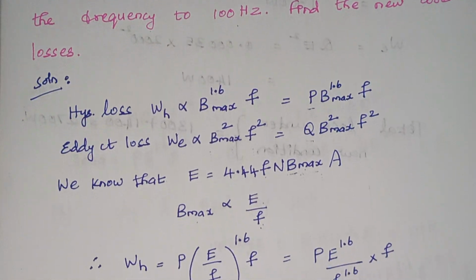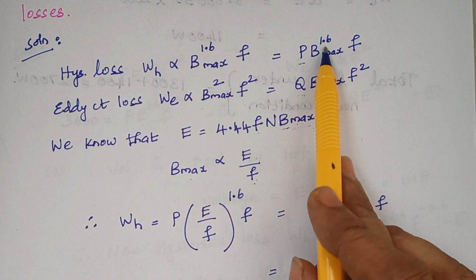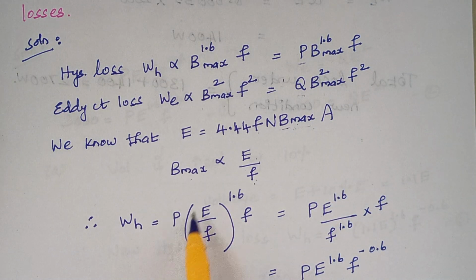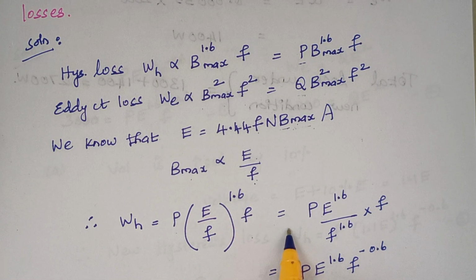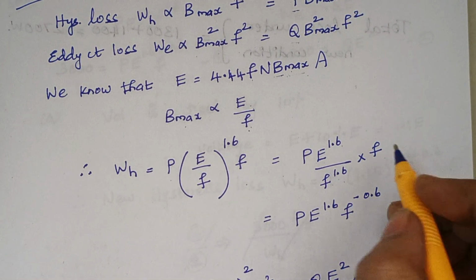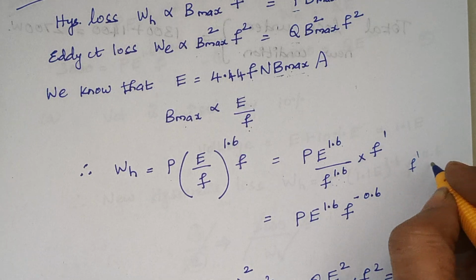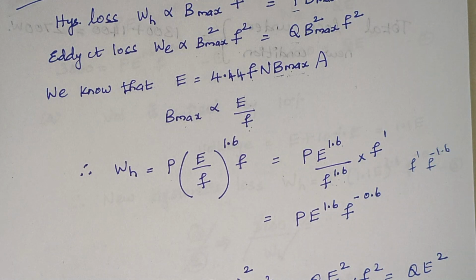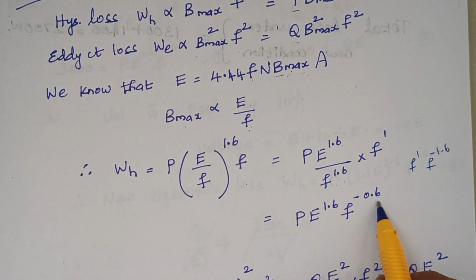Right. So again you see the equation for WH is given by P B max to the power 1.6 into F. So P into B max, written as E by F, to the power 1.6 into F, which is equal to, again I am splitting the power, right? E to the power 1.6 and F to the power 1.6 into F. So again when you simplify, you see F to the power 1.6 and here F to the power 1. So when I move this to the upside, what happens? This is F to the power 1 and this is F to the power minus 1.6. So when you simplify, minus 1.6 plus 1 gives minus 0.6, right?